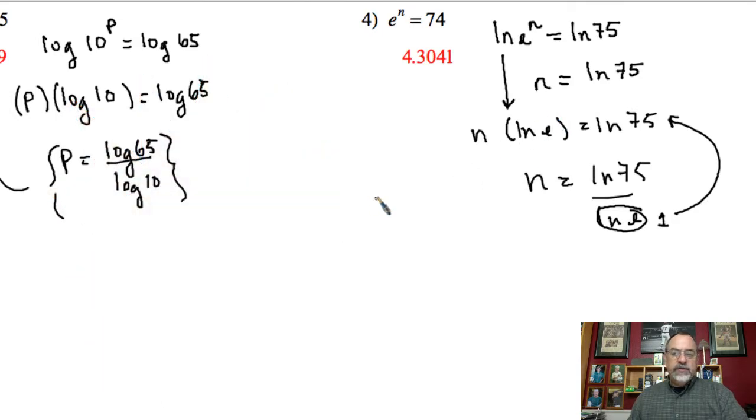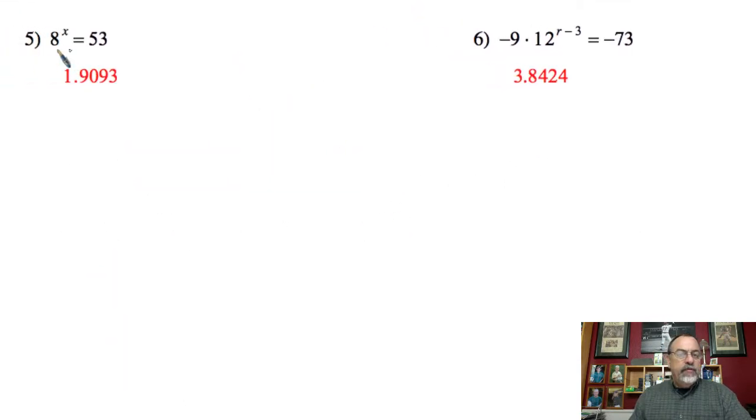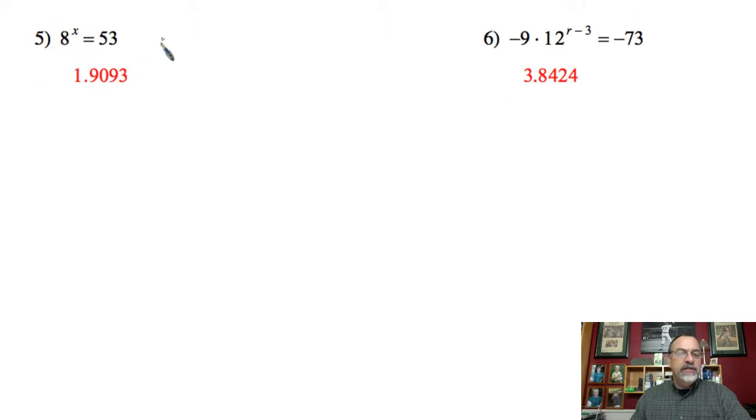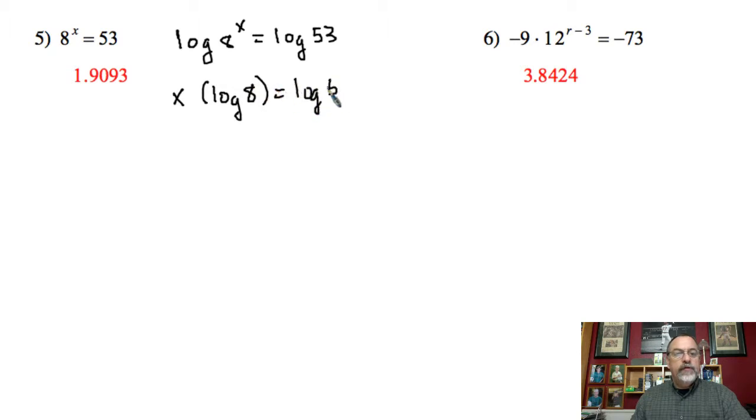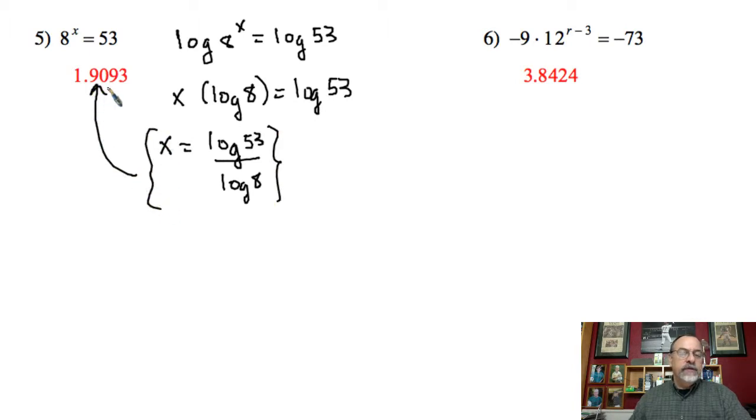Okay. Let's do some more examples. Okay, example 5 here. The term that has the variable is already isolated, so to undo the exponential, we're going to take the log of both sides, equals log of 53. We then apply the power property, and then we divide by log of 8, so this is equal to log of 53 divided by log of 8. And again, this would be our exact answer. This would be the decimal approximate.